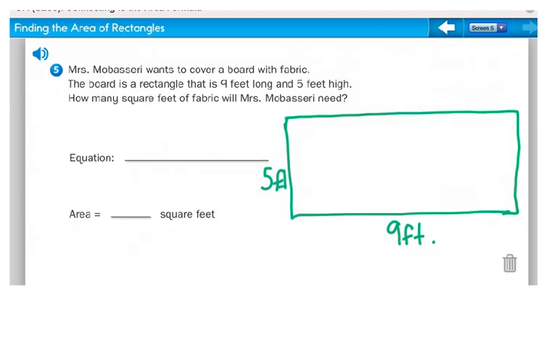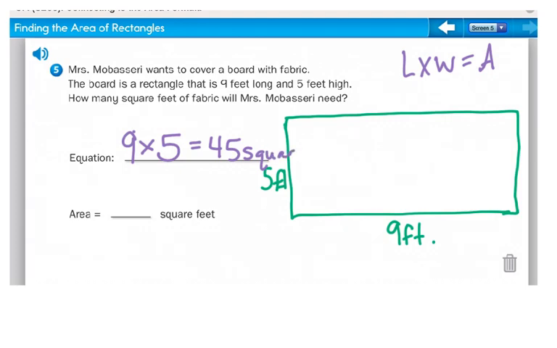My equation, I know that I'm going to take length times width equals area. So the length is 9. Filling this out with me in your math journal. Times the width is 5. And 9 times 5 is 45. I can write square feet. And the abbreviation for feet is FT. Or I can do feet squared. It means the same thing. The area is 45 square feet.